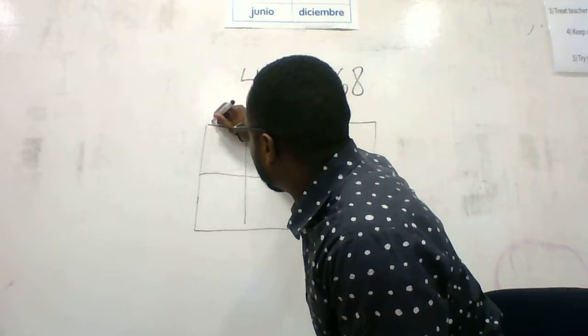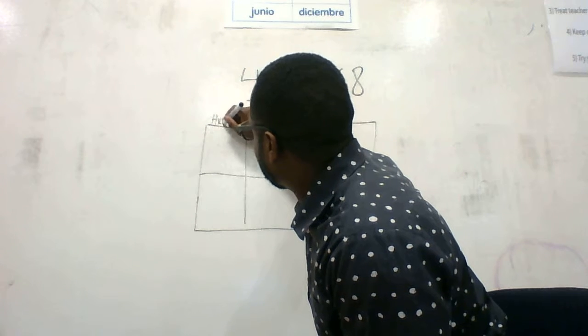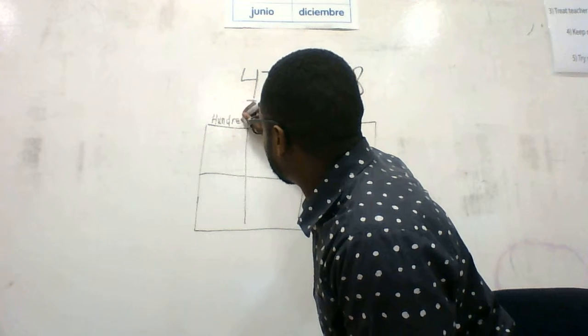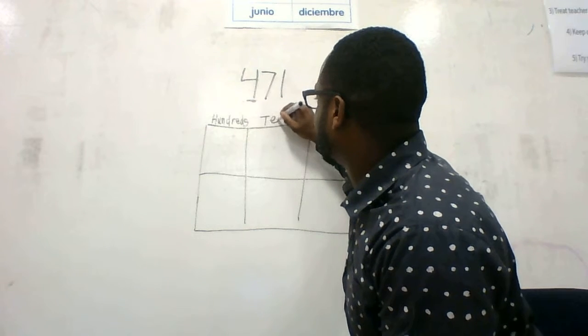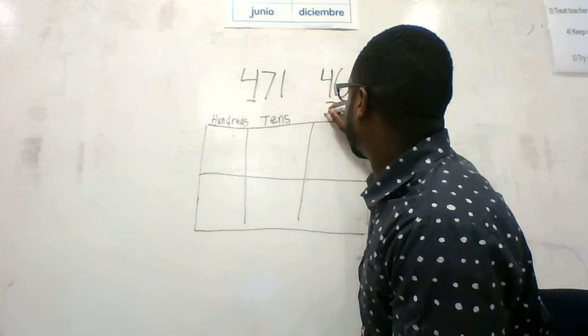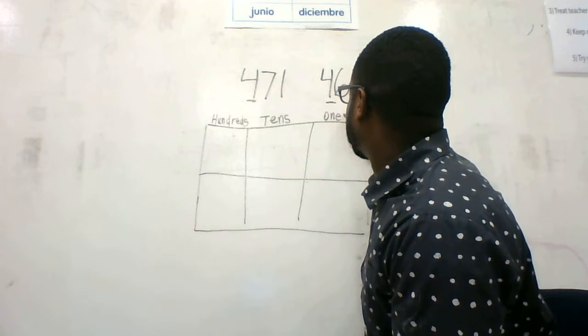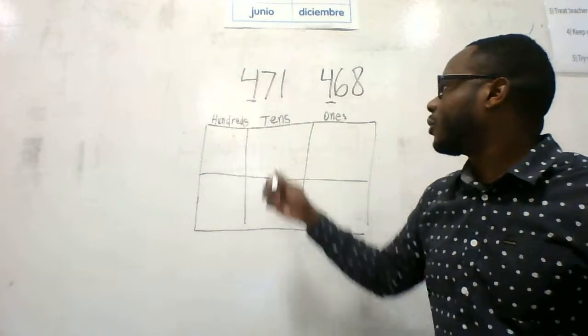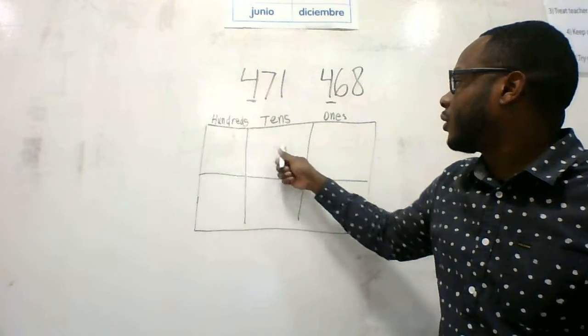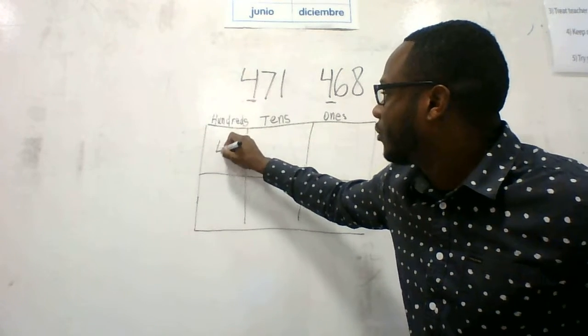And 1 will say hundreds on the chart. 2 will say tens, and 1 will say ones. So we have hundreds, tens, and ones on the chart. So we go ahead and write one of the numbers in the boxes.